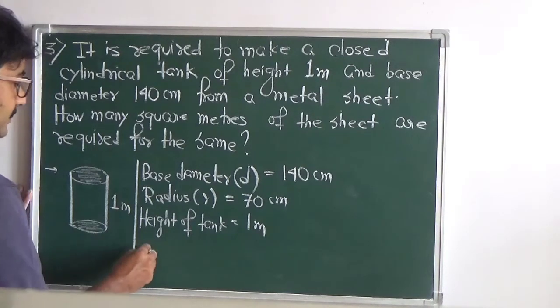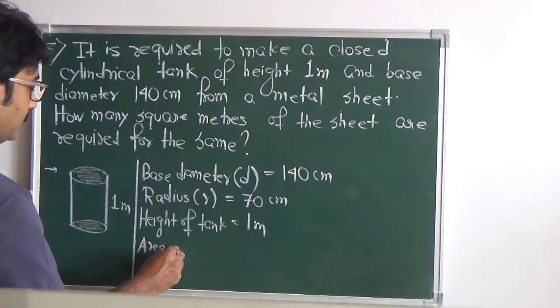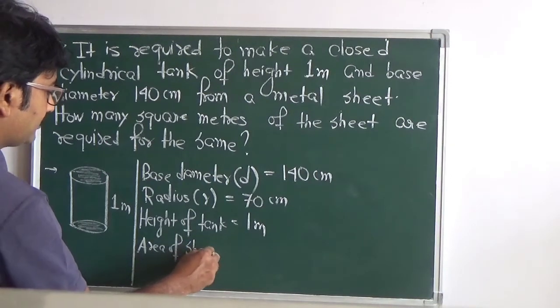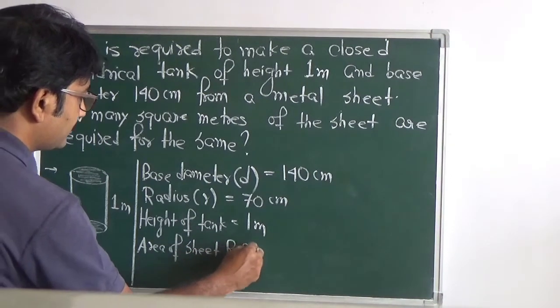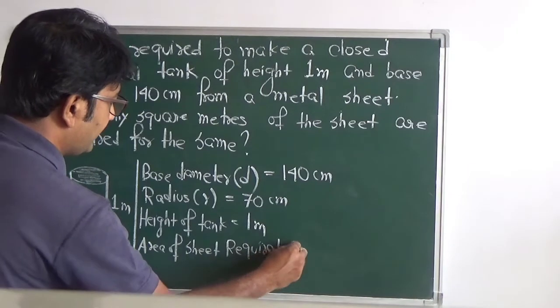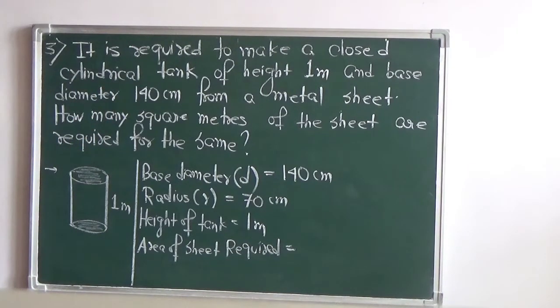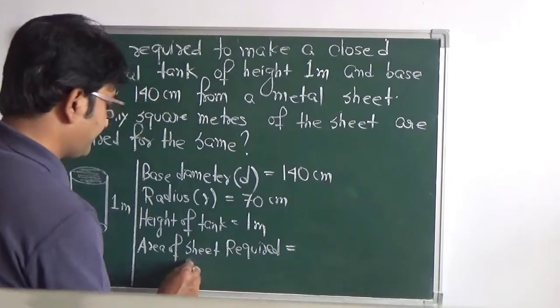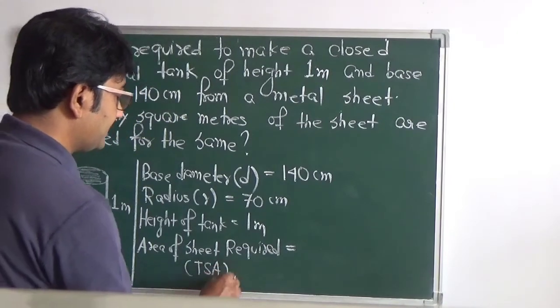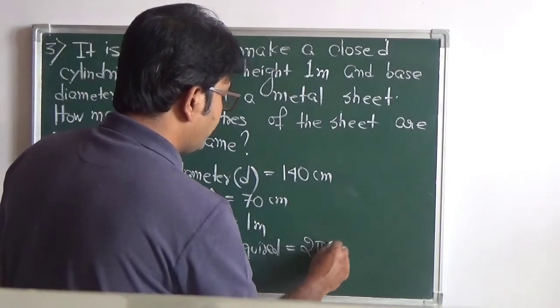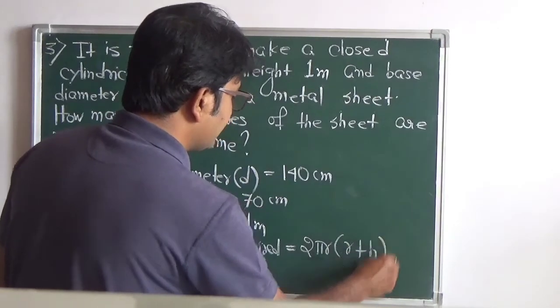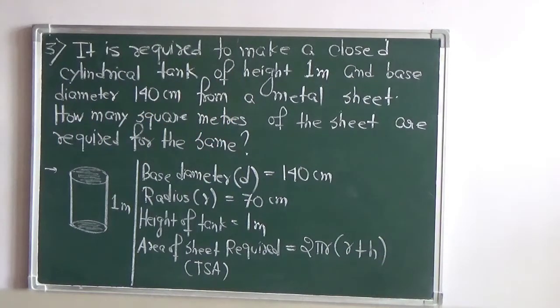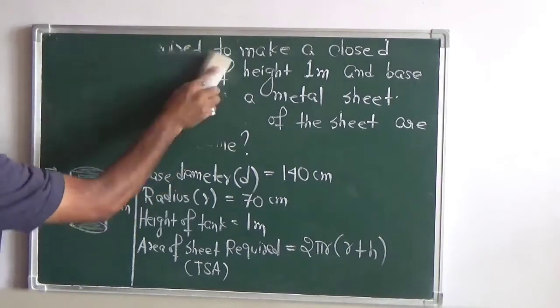Area of sheet required. Now can you tell me what will be the area of the sheet required? Which formula do we need to use here? That is the total surface area. We have to find the total surface area, that is given by 2 pi r into r plus h. So we now substitute the values here.